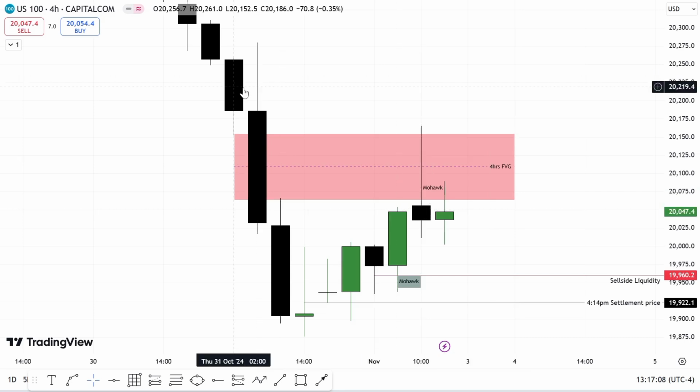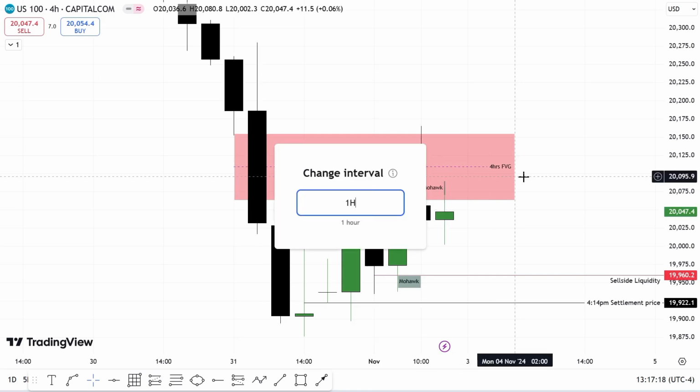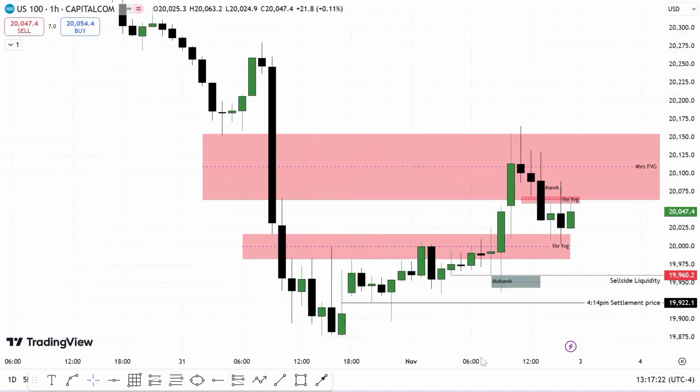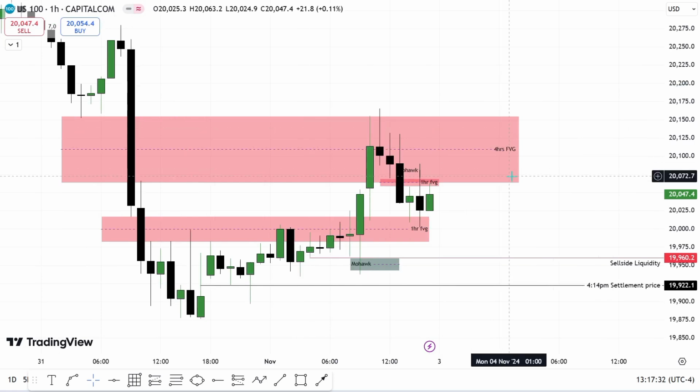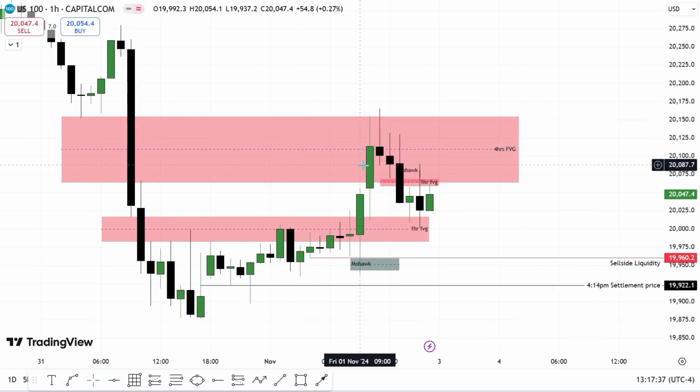On Friday, we had this inefficiency here in form of a 4 hours bearish fair value gap. So let's go to the 1 hour time frame to have more information. So just here, you see how in this 1 hour time frame, this bearish fair value gap is really big, but we want to be considering the range of this fair value gap in the 4 hours time frame. This fair value gap here we have right here.